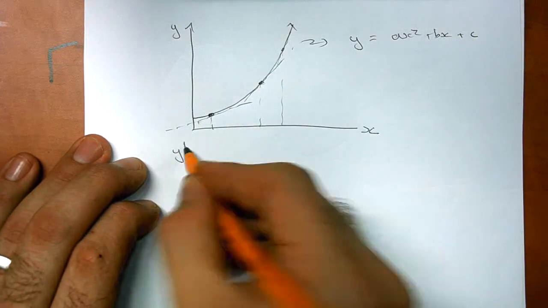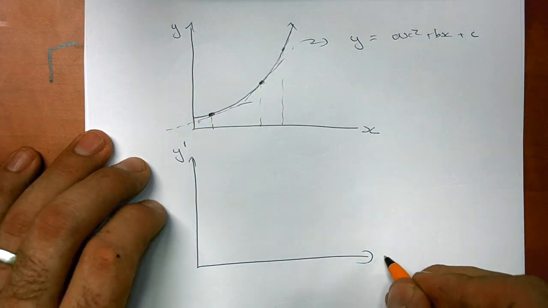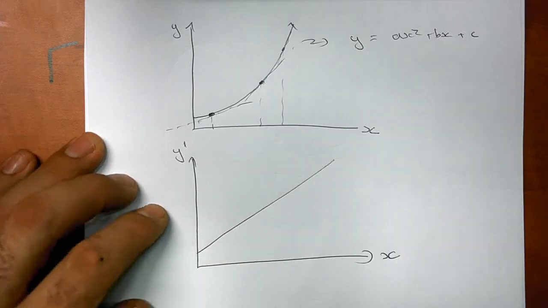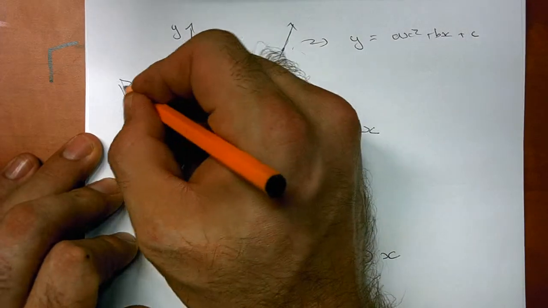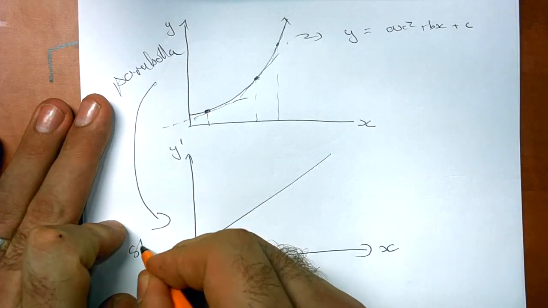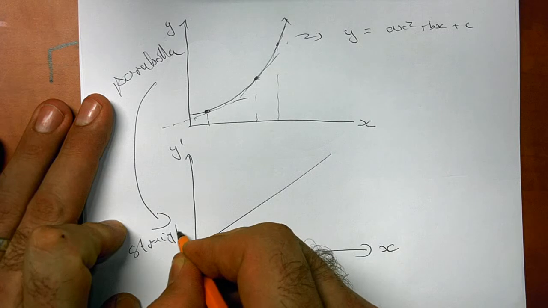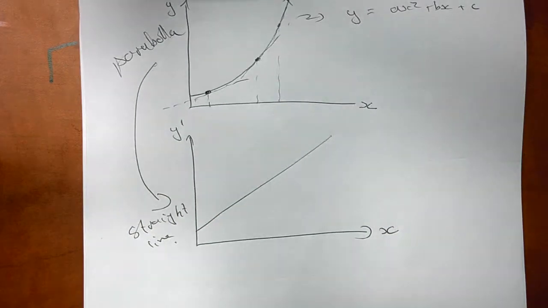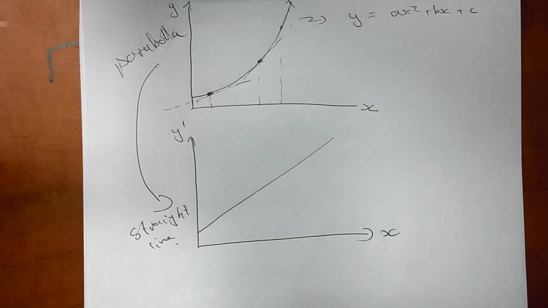So I can plot the first derivative as a function of x, and what I find is it is a straight line. So I go from a parabola to a straight line if I calculate the first derivative. Now, does the slope of a straight line change or not? Not at all. It's constant.